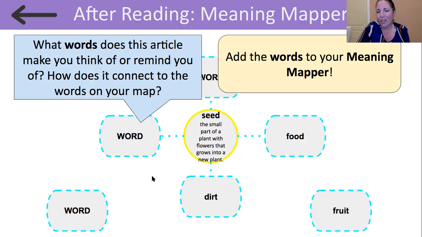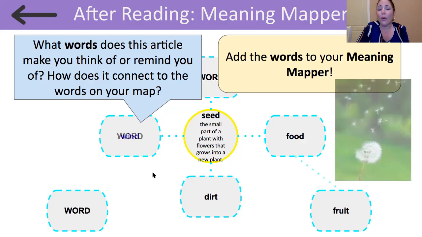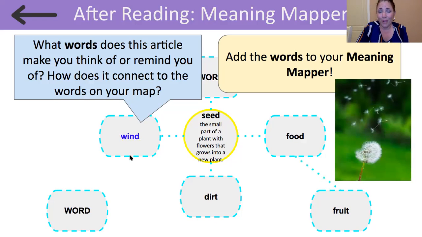As we were reading this article, I thought of a new word to connect to our meaning mapper. I thought of the word wind, okay? After all, I just learned that the wind blows these seeds around, and that helps spread these seeds around so that new plants can grow.